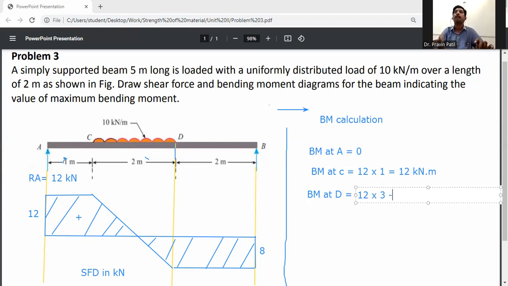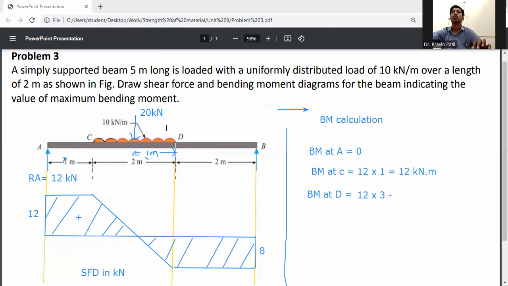Then minus. Now this UDL we have converted into a point load, so it will be a 20 kilonewton load applied. At what distance up to D? It acts at the center of the UDL, which is 1 meter from D. The UDL acts from C to D, that's why the point load acts at the center of C to D.